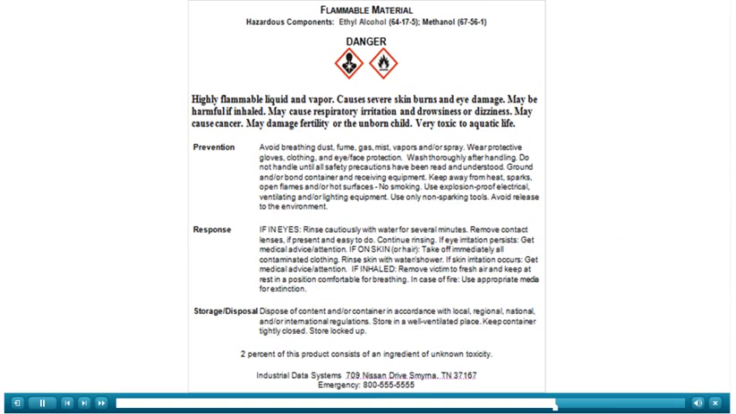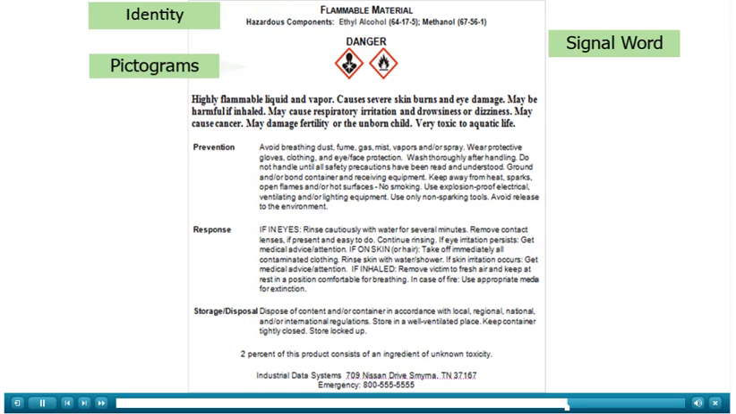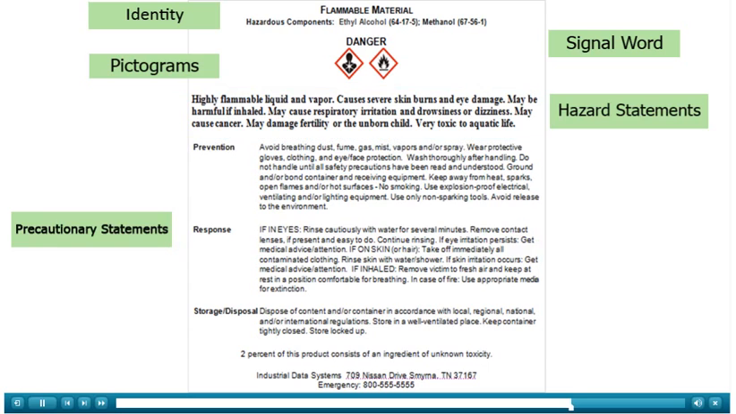This is an example for the new format of GHS labels. Please observe this example and notice there are 6 new label element requirements that must be displayed on chemical labels. Please also notice where each label element of information is located on the chemical labels. Identity. Signal word. Pictograms. Hazard statements. Precautionary statements. Manufacturer or distributor information.